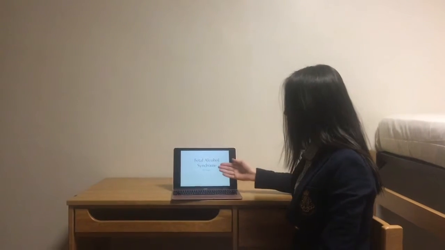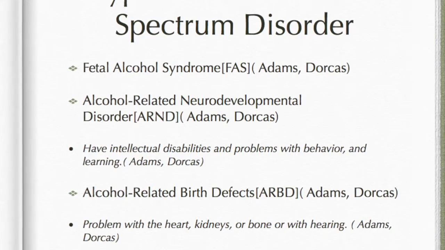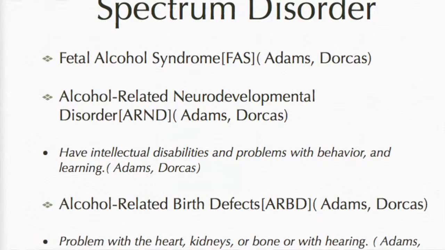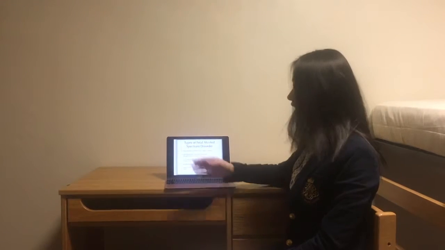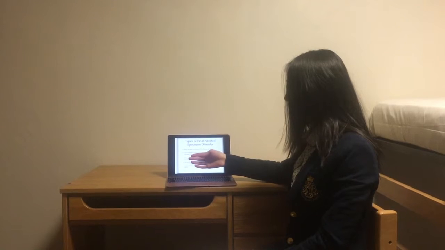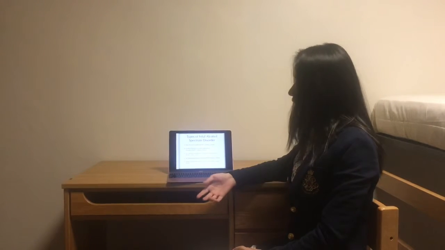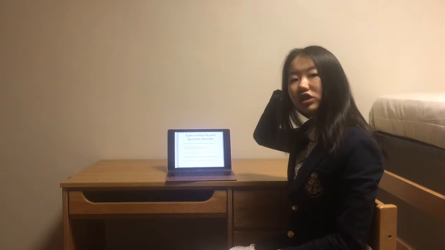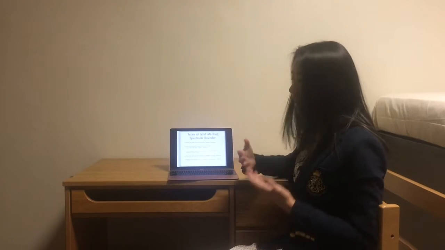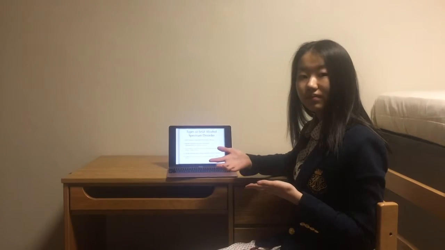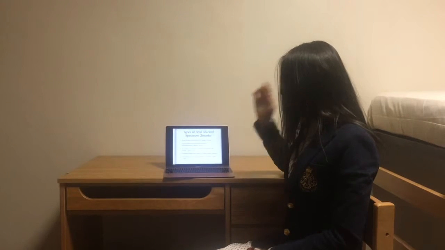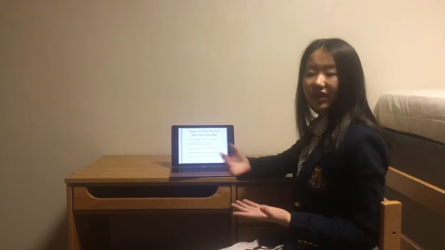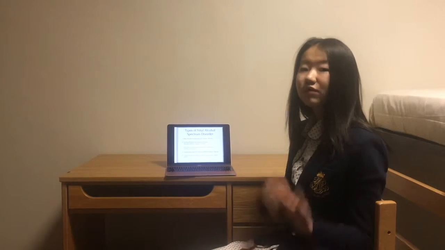So today's topic is about fetal alcohol syndrome. There are different types of fetal alcohol spectrum disorder, and fetal alcohol syndrome is the one we are focusing on today. There are also two other types. One is alcohol-related neurodevelopmental disorder, which is in your nervous system. People who have this will have intelligence issues and disabilities in learning and solving problems. The other one is alcohol-related birth defect. It's mostly physical structure, for example, a problem with the heart, kidney, even bone structure.